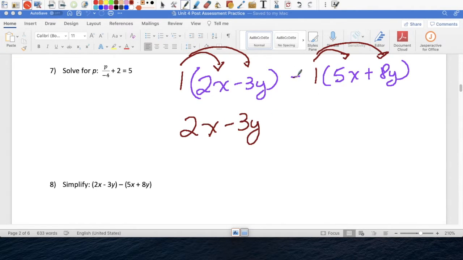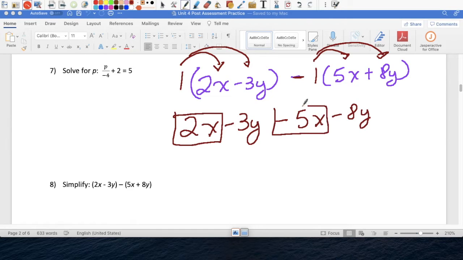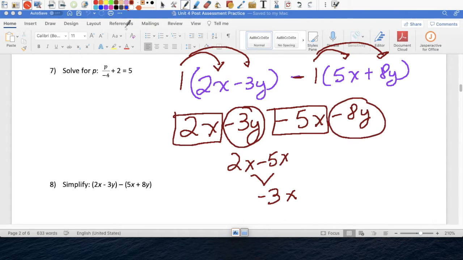Here you have to be careful because it's negative 1. Negative 1 times 5 is negative 5x. Negative 1 times 8 is negative 8y. Combine this guy with this guy. So 2x minus 5x. It's going to give us 2 minus 5 is negative 3x. And then we're going to do this too. This and this. Which is minus 3y minus 8y, right? We're going to combine that. So combining that gives me negative 11y.